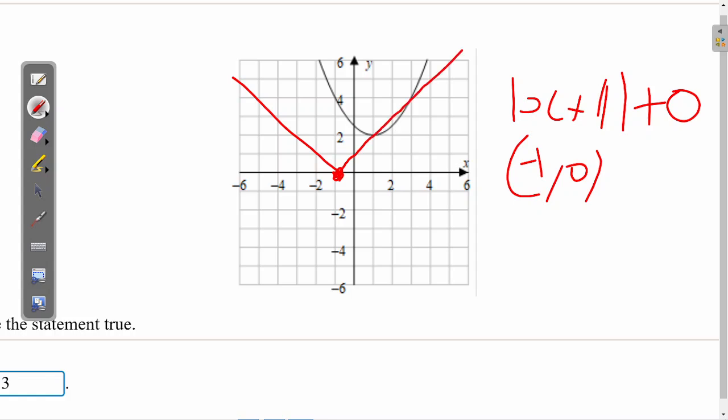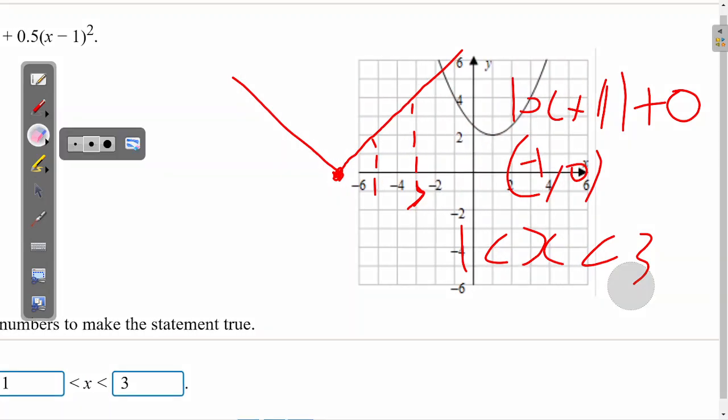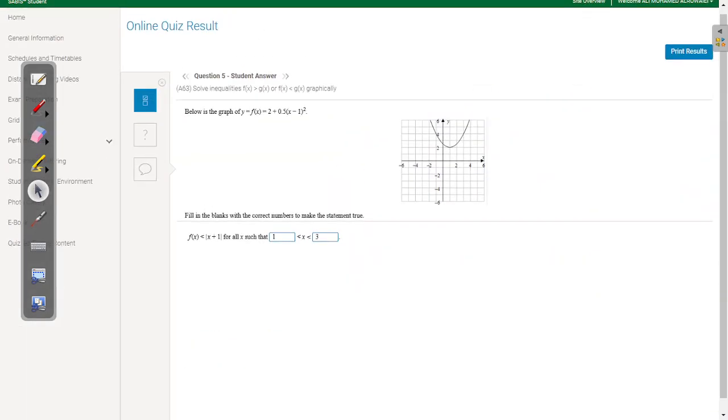As you can see, the absolute value is greater than the parabola in this place. It's starting at 1 and ending at 3. So it's between 1 and 3. And that's the answer. You just check from where to where it's higher than the other graph.